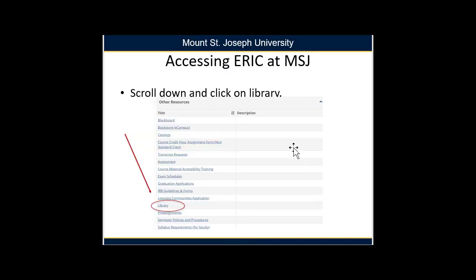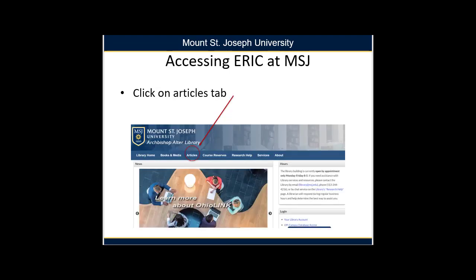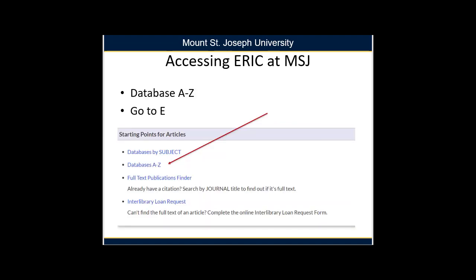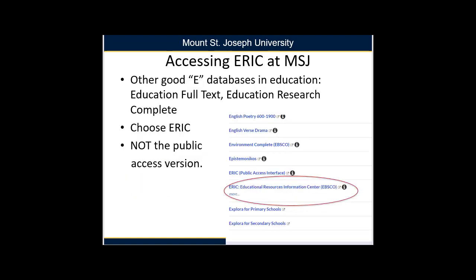And then under Academics, you're going to want to scroll down until you find Library. When you get to the Library page, you're going to want to click on Articles. And then all of the databases available at Mount St. Joseph will come up. And the best thing to do, I think, is to search databases A through Z, and then click on E for ERIC, and then you'll see ERIC in the menu of options.